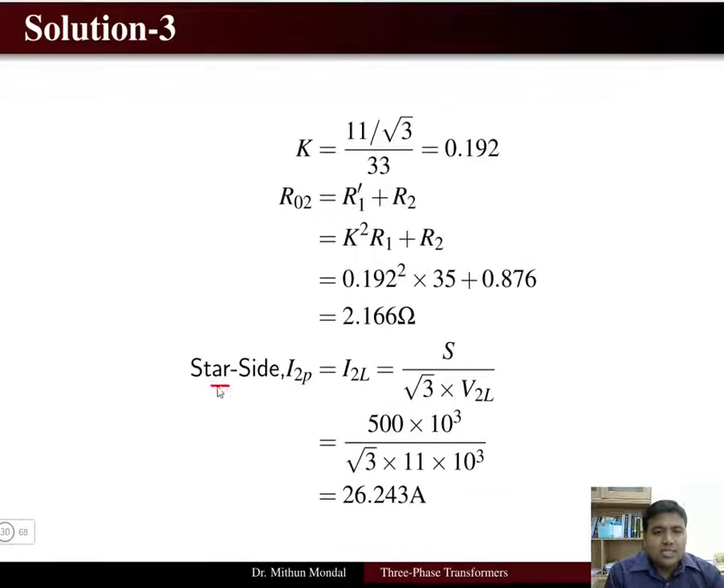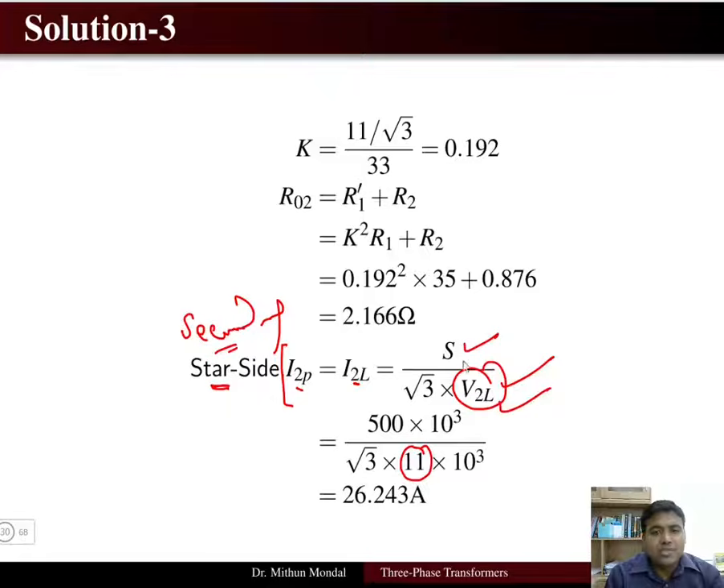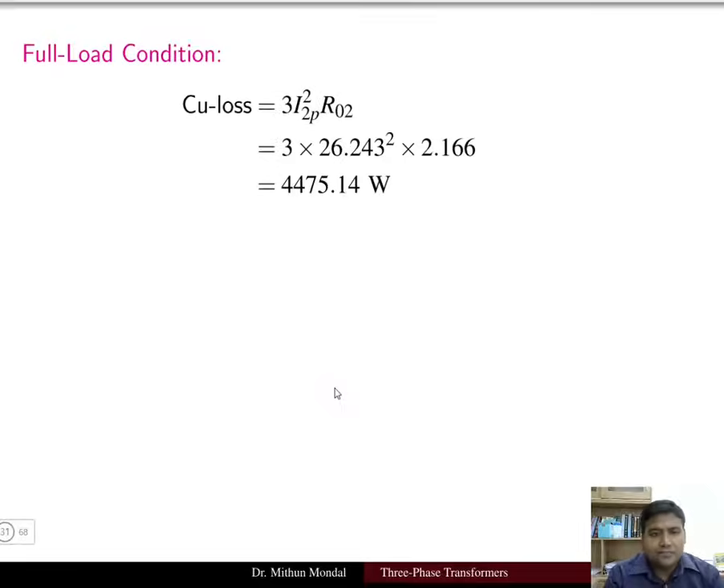Now on the star side we know that the phase current and line current are one and the same. So the phase current and line current on the secondary side, which is a star connected machine, are the same, which comes to be the complex power S divided by root 3 times the voltage, and the voltage will be the line voltage. We have been given 11 kV as the line voltage and the power is 500 kVA. That gives you 26.243 ampere as the current on the secondary side, with phase and line currents equal to each other.